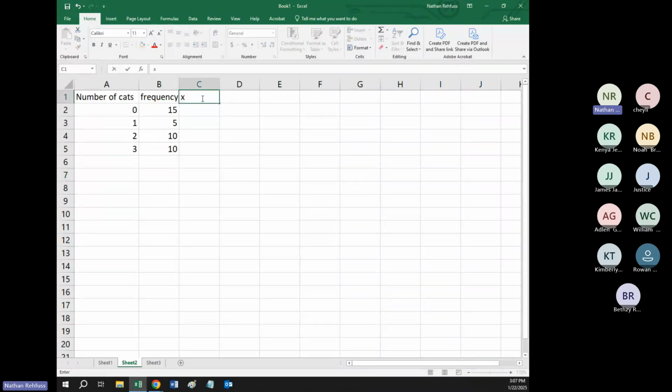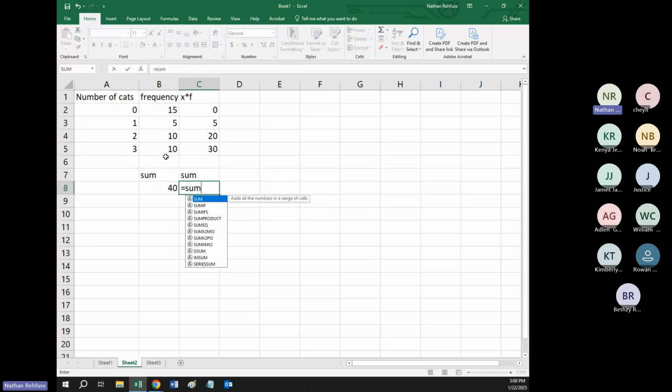We're going to do x times f. So frequency, multiply by the number of cats. 5 people have 1 cat, that's 5 cats. 10 have 2 cats, that's 20 cats. 10 have 3 cats, that's 30 cats. Then we'll take the sum of all the frequencies. The sum of all the frequencies is 40. There's 40 people in my study. The sum of all of my XFs is 55. There's 55 cats in the study.